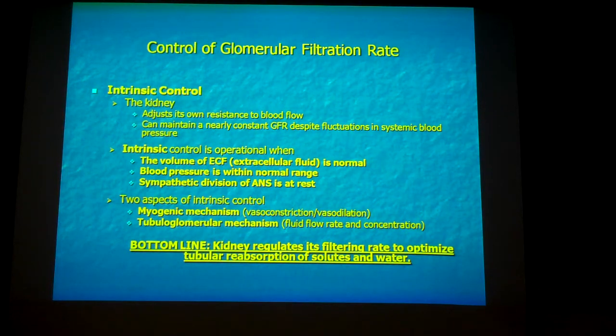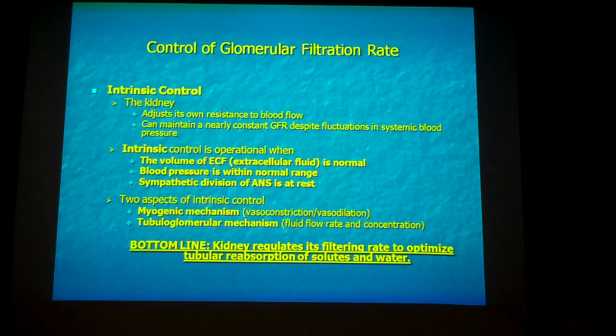So there are two ways the kidney does this. Something called intrinsic control and something called extrinsic control. But let's look at intrinsic control first. Intrinsic control is in operation when the volume of extracellular fluid is normal, when blood pressure is within normal range, and when the sympathetic division of the autonomic nervous system is at rest. Okay. And extrinsic control, this is not the case, but this is your day-to-day operation right here. This is normal. This is what happens with you, all of us, day to day.